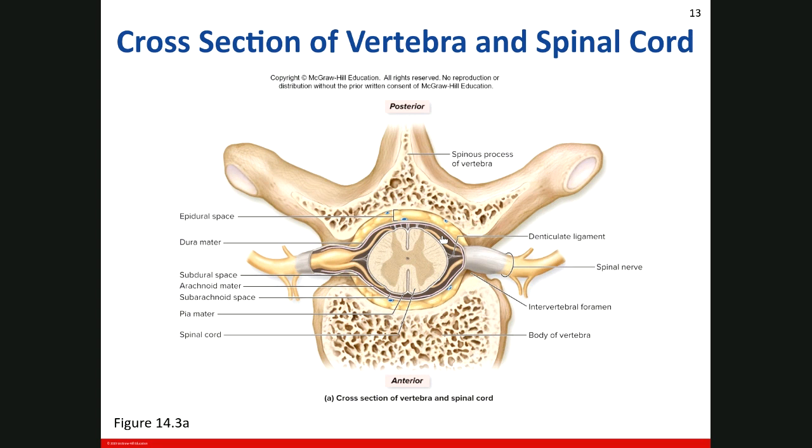And after that, we have dura mater here. Between dura mater and the bone of our vertebrae, we have epidural space, and in this epidural space, we have adipose tissue full of blood vessels.